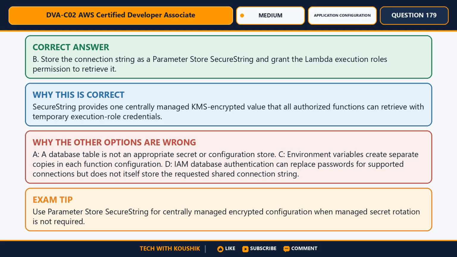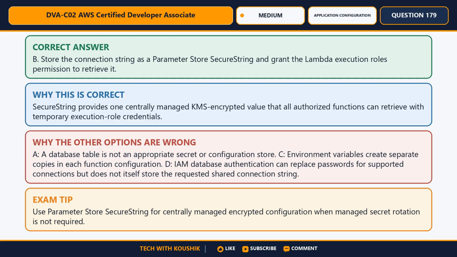The correct answer is B, store the connection string as a Parameter Store secure string and grant the Lambda execution roles permission to retrieve it. Here is why. Secure string provides one centrally managed KMS encrypted value that all authorized functions can retrieve with temporary execution role credentials. Why are the other options not correct?